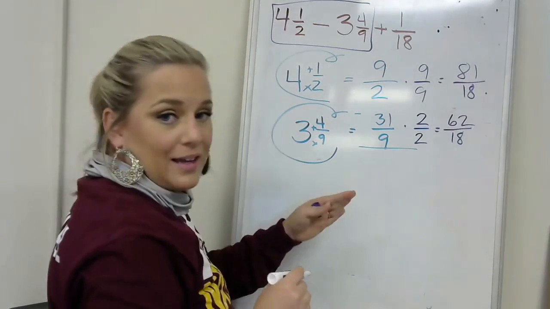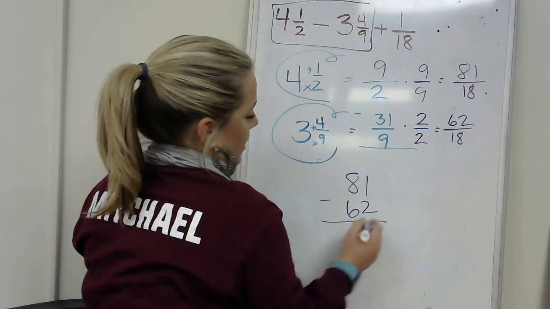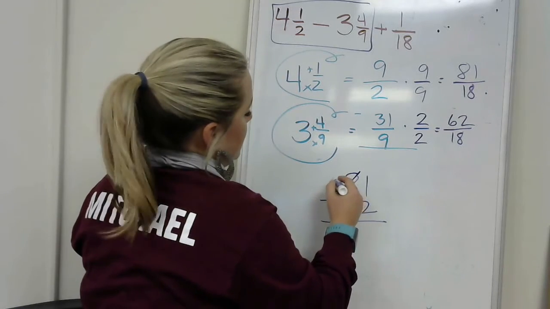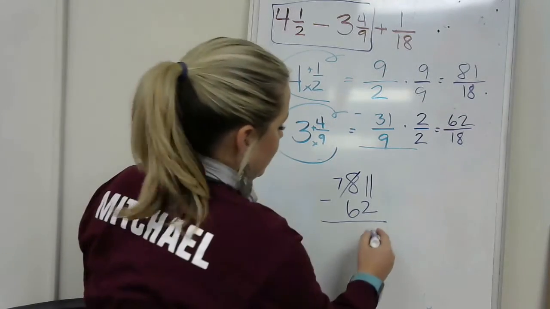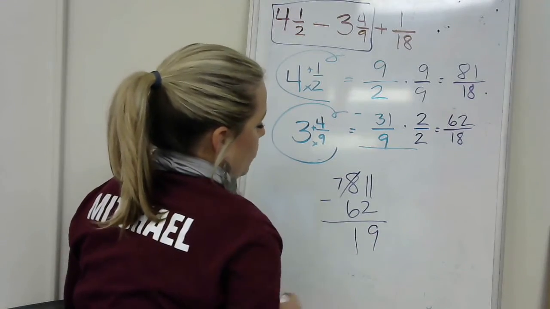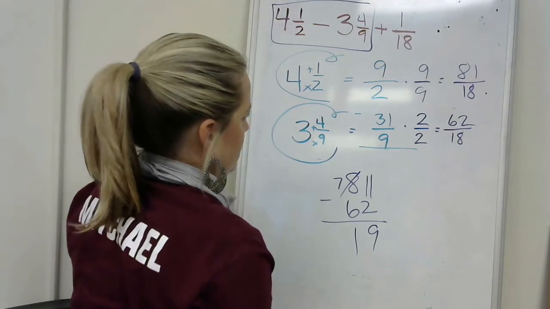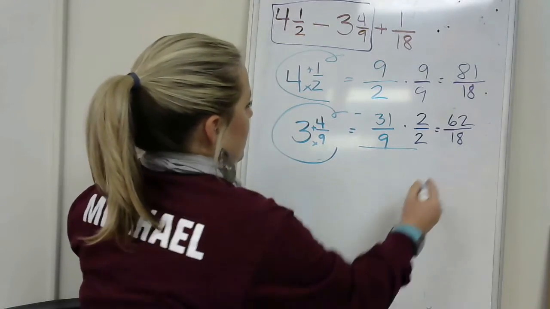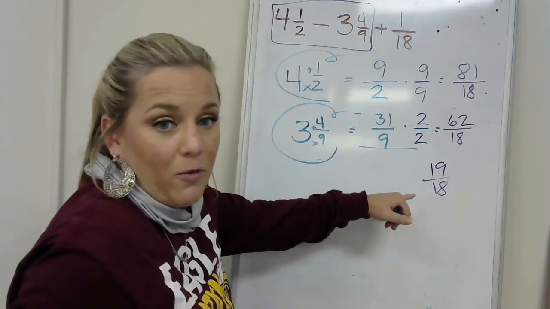Okay, now I can subtract. So I'm just going to set it up over here. 81 minus 62. Okay, I cannot take 2 away from 1, so I have to go next door and get 10 more. And that becomes a 7. 11 minus 2 is 9. And then 7 minus 6 is 1. Okay, so the answer to this part is 19 over 18. And that is an improper fraction.